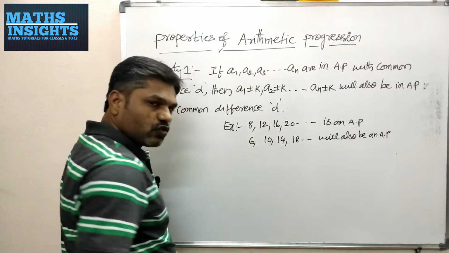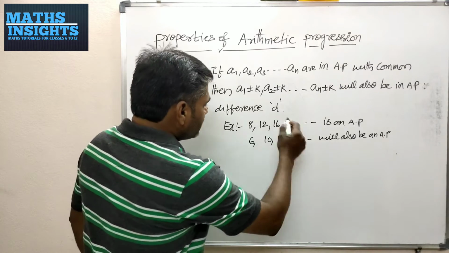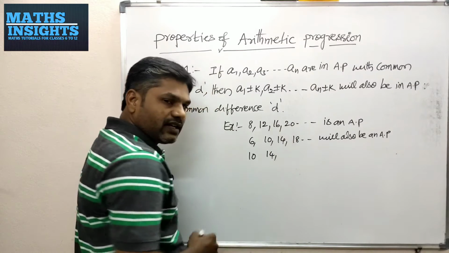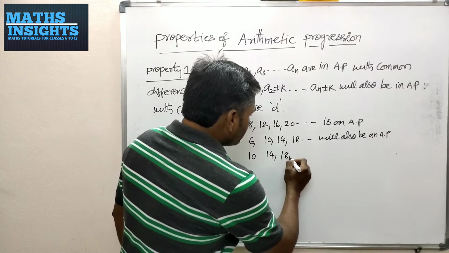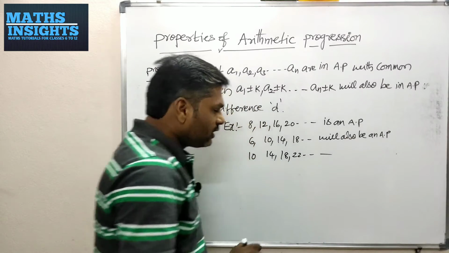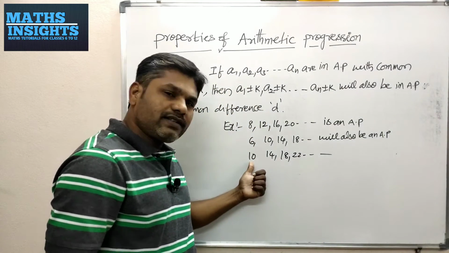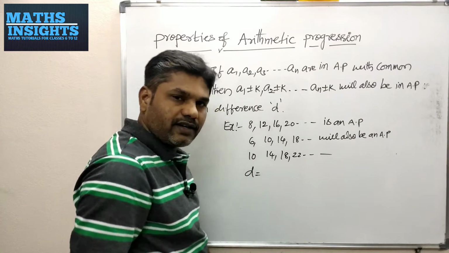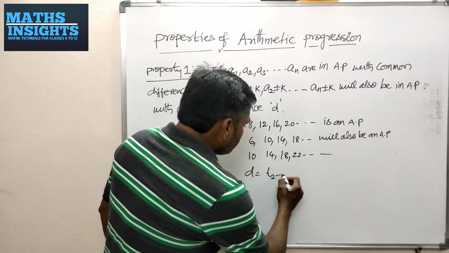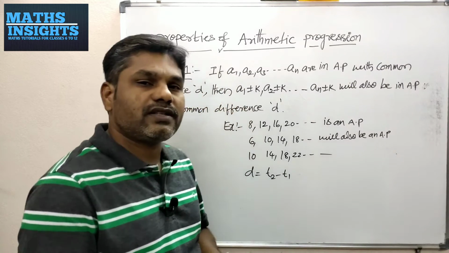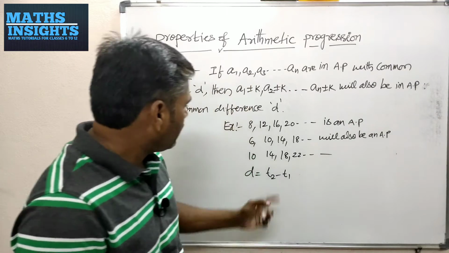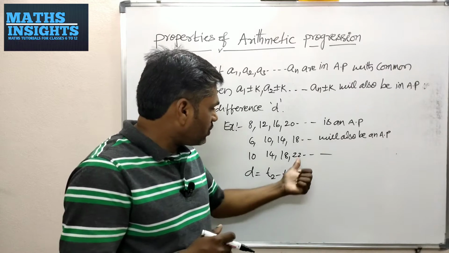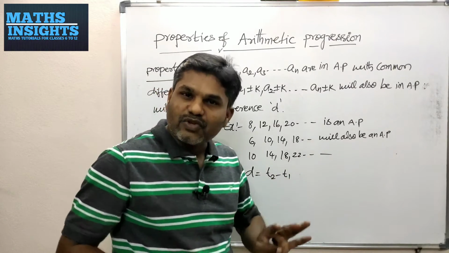Say I am adding 2 to all these terms. 8 plus 2 is 10, 12 plus 2 is 14, 16 plus 2 is 18, 20 plus 2 is 22 and so on. If you observe, 14 minus 10, T2 minus T1. You know the common difference can be calculated by using T2 minus T1 or T3 minus T2, whatever it may be. 14 minus 10 is 4, 18 minus 14 is also 4, 22 minus 18 is also 4.